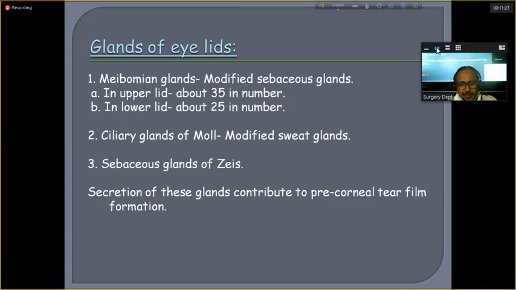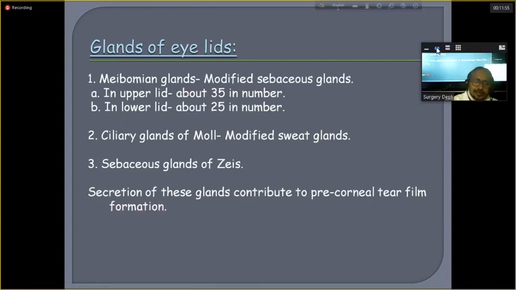Glands of Zeis and glands of Moll are around the eyelashes. And modified sebaceous glands, that is meibomian glands, are within the tarsal plate, vertically placed. These are vertically arranged in the tarsal plate.